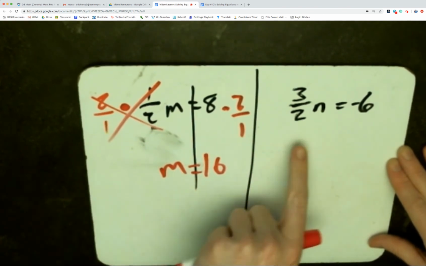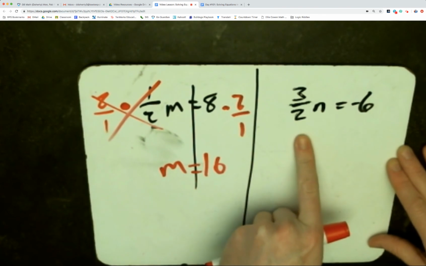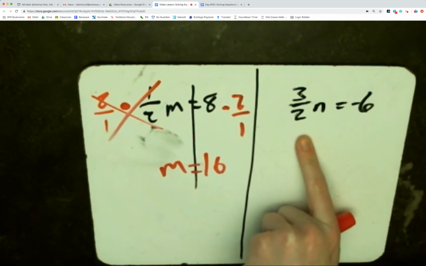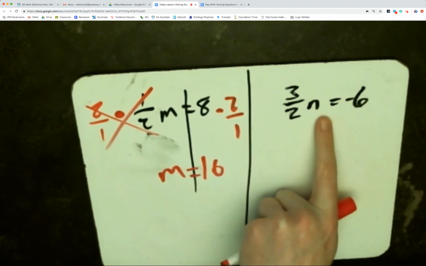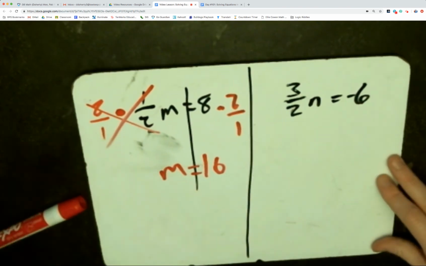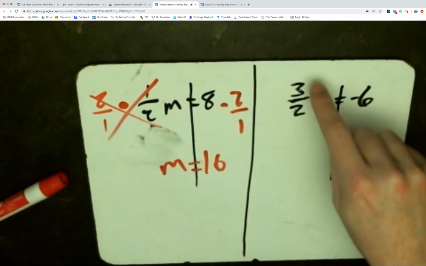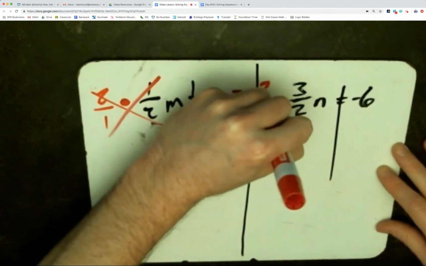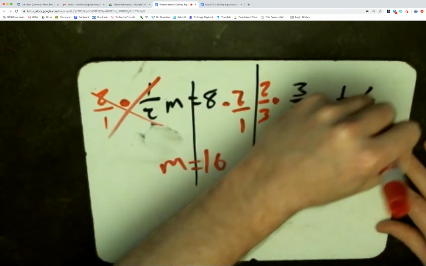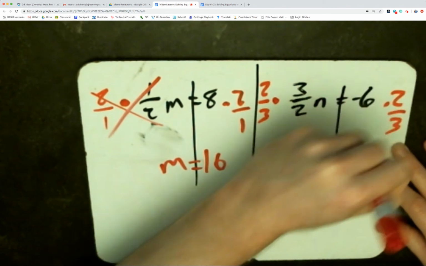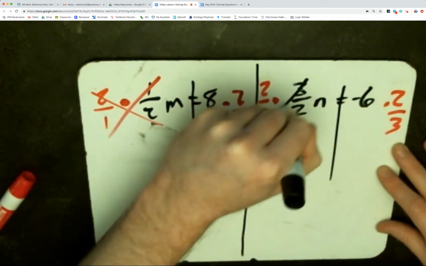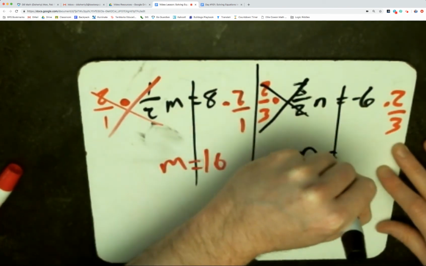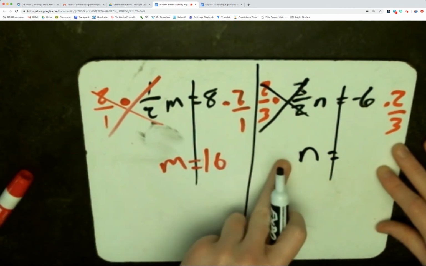You and your neighbor, if you were stuck, should now understand, hopefully discussing together before I get here. What do I have to do? 3/2 times n equals -6. If I don't want that 3/2 there, the opposite of multiplying by 3/2 is to multiply by the reciprocal, 2/3. Same thing over here, multiply by 2/3, because this will leave us with n in the left expression, or just 1n, which is what we wanted.